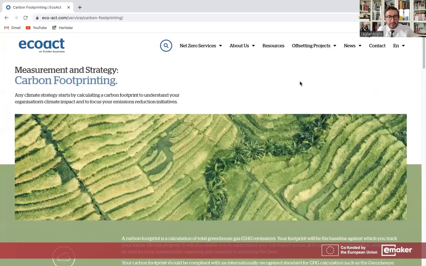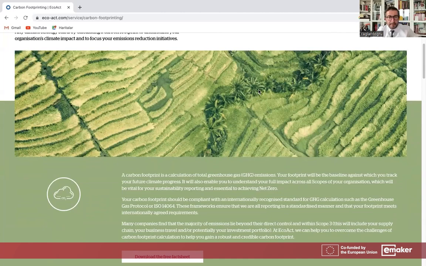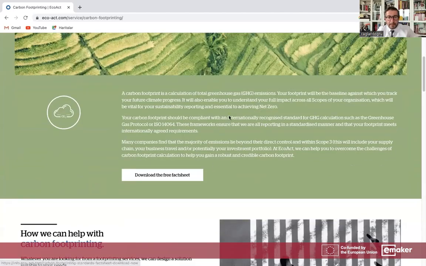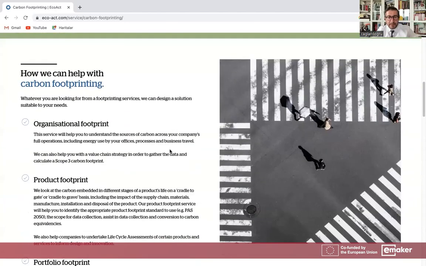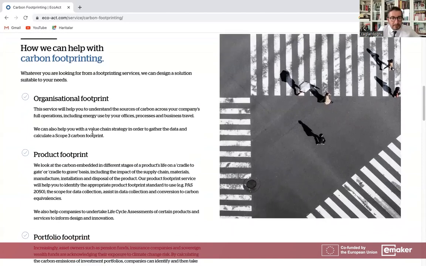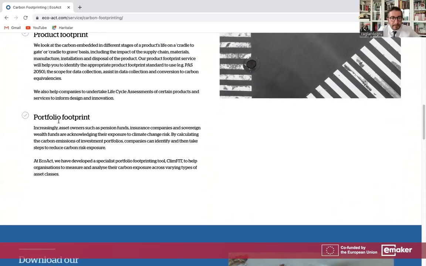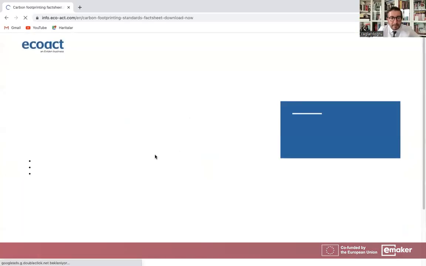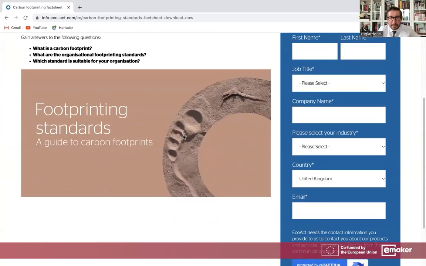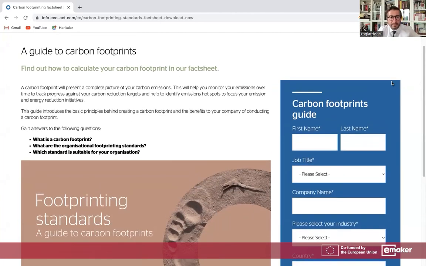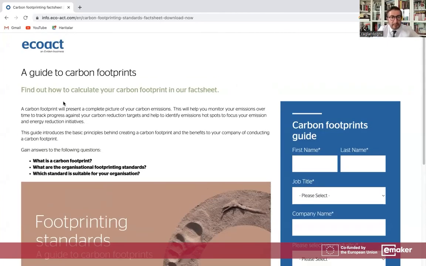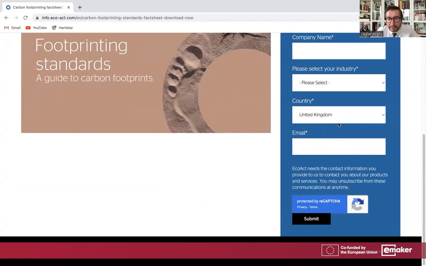Let's have a look at the carbon footprint. For example, there is some information about the carbon footprint, which I have talked about: organizational footprint, product footprint, portfolio footprint. It needs a membership, which is a free membership, yes. But if you need to calculate your carbon footprint, you may have a look at the website of EcoAct here by simply subscribing here.